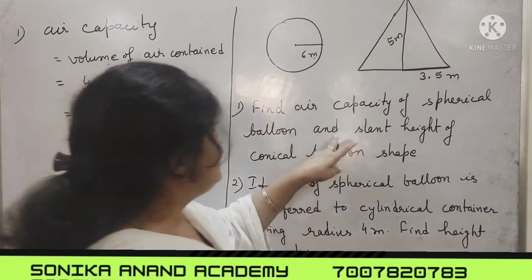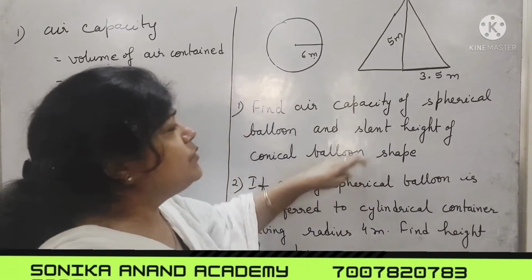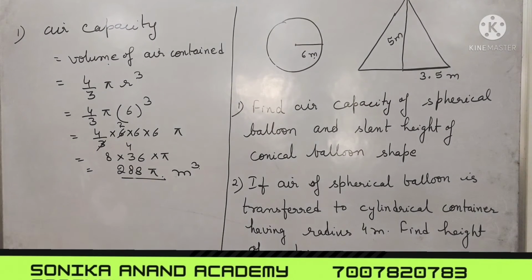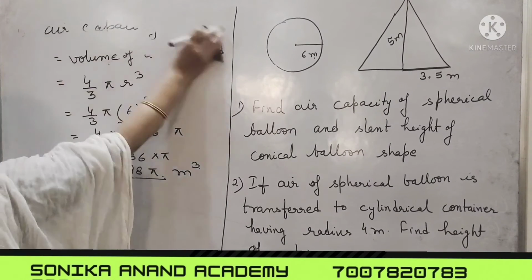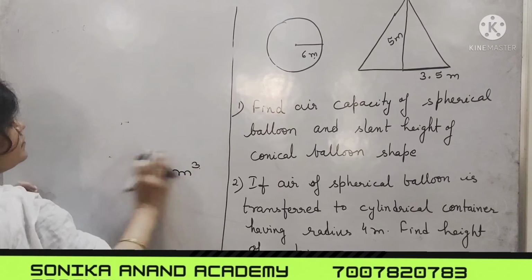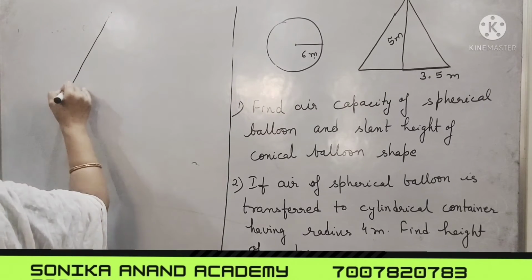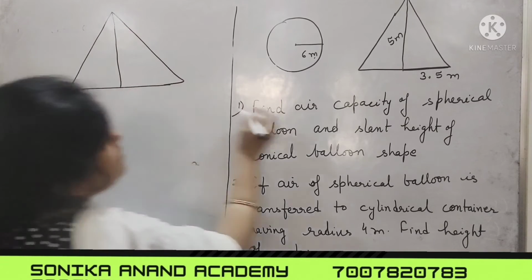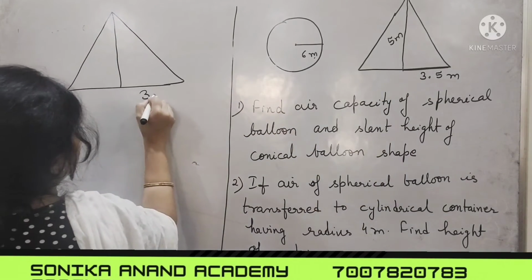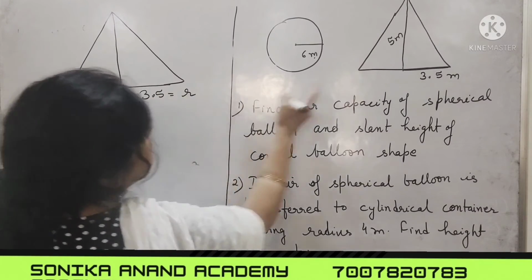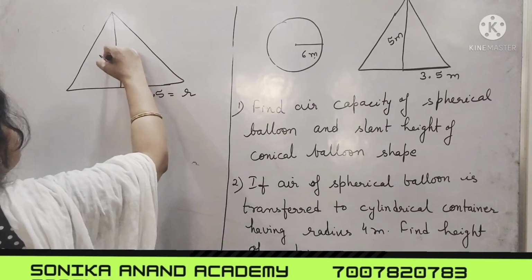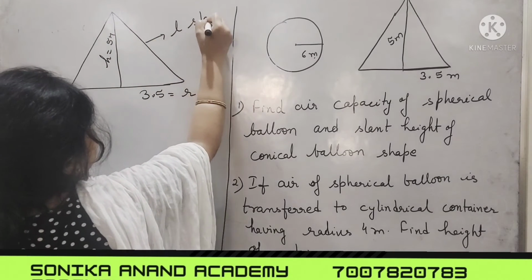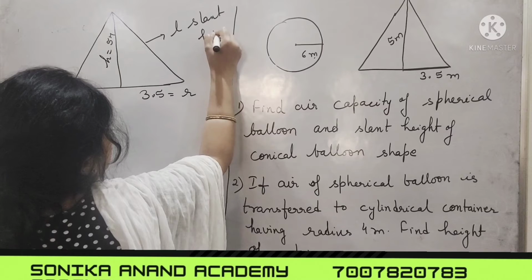Now second question, slant height of the conical balloon. We have to find the slant height of this balloon. How will we find that and what is the slant height? This is the conical balloon. And in this balloon, radius is given as 3.5 meter. This is radius and this is height, 5 meter. And this portion is called slant height. Always remember.